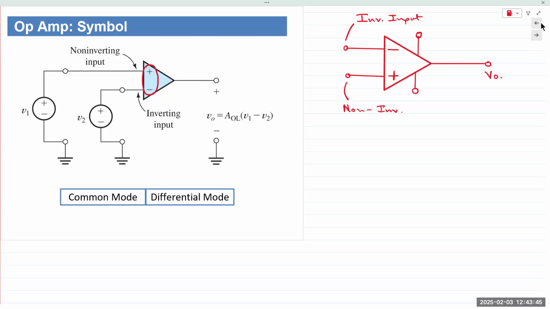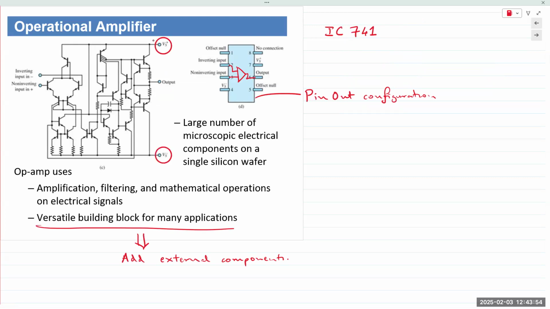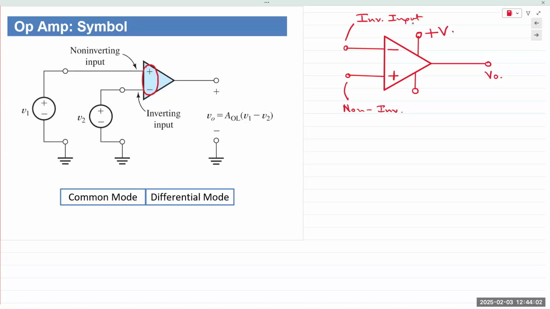Okay, so in the transistor circuitry, you can see there's a positive power supply there, negative power supply there. The plus and minus sign here indicates the DC power supply that we connect to the op-amp. Plus VCC and minus VEE. The naming convention simply came from the fact that the power supply was connected to the collector of the BJT and the emitter of the BJT, hence plus VCC and minus VEE.